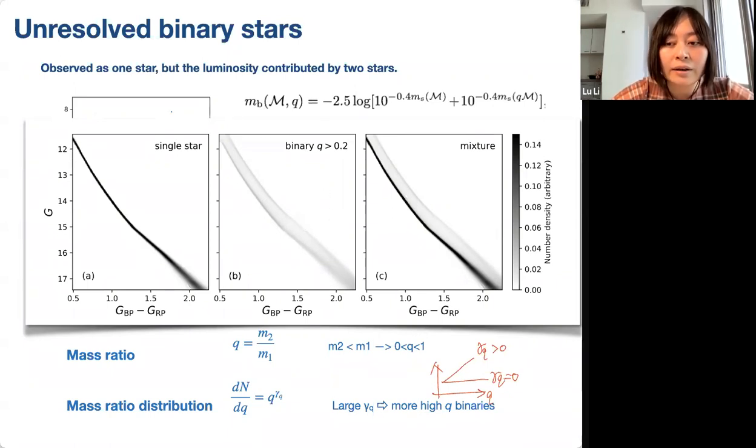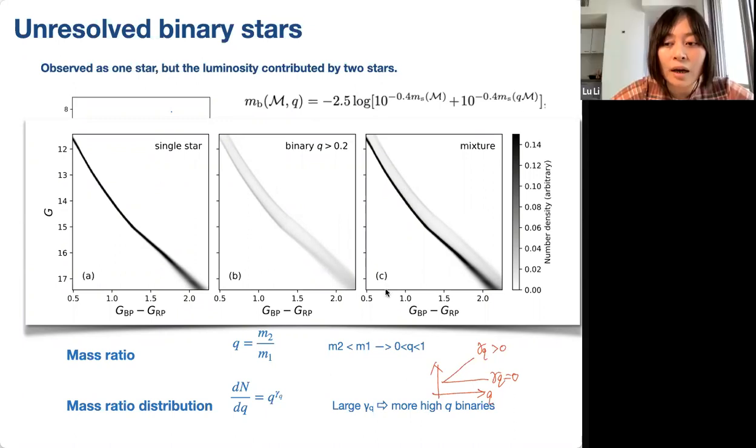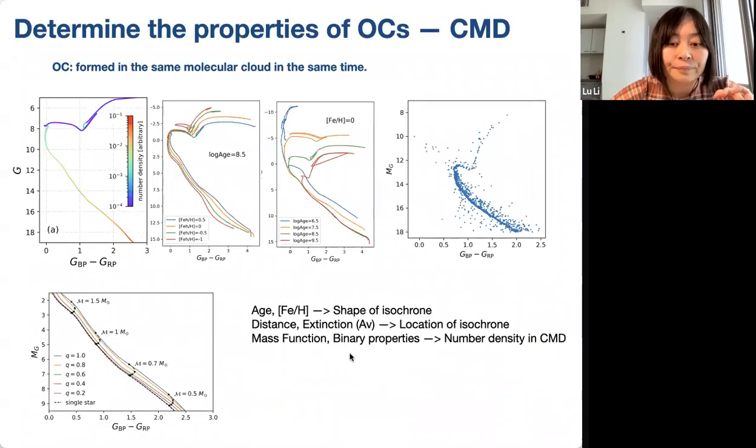And here is the mixture distribution. The ratio of these two number densities is determined by the binary fraction. So far, if we have the numbers, we can fit the isochron, the mass function, and the binary properties simultaneously.